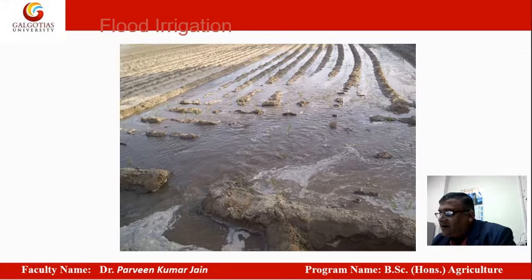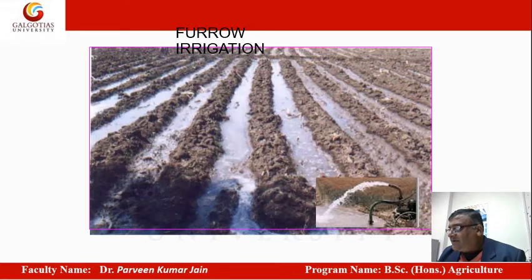So what I want to make you understand is that this is a wrong way to irrigate. You are wasting water, you are wasting energy, you are wasting time, and you are disturbing the soil structure as such. This is one of the ways, and it is normally practiced. Still, people are doing it, but it is a wrong practice.